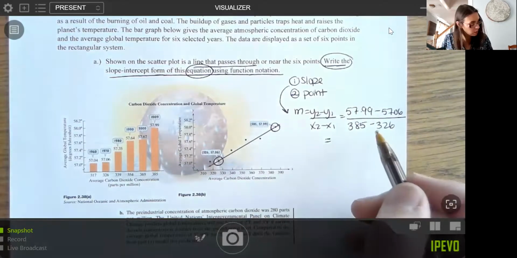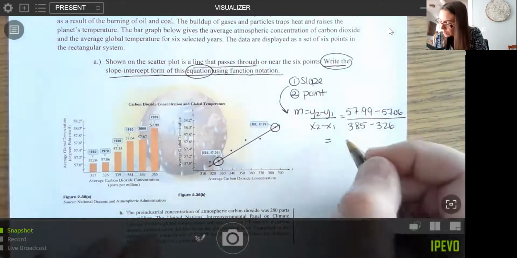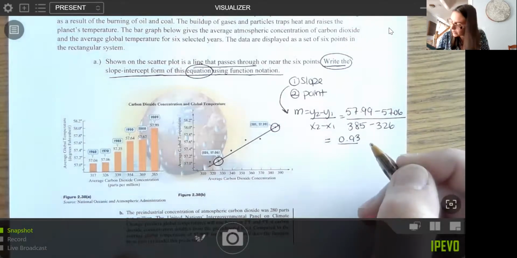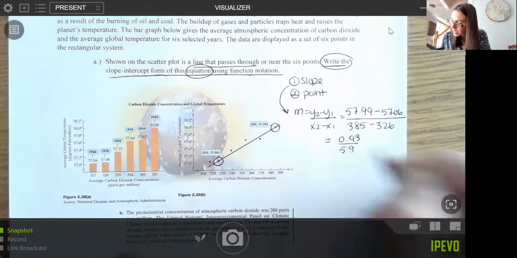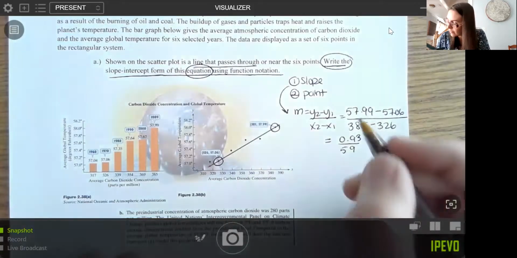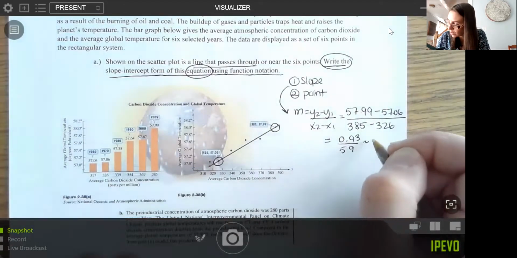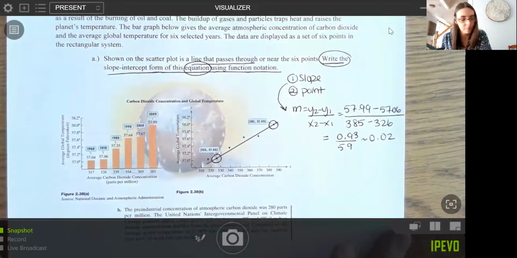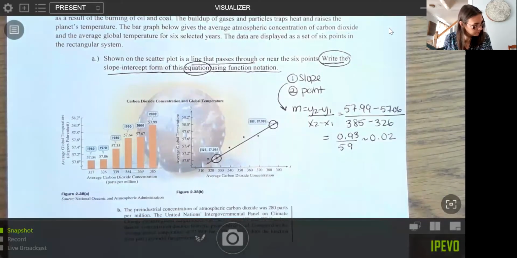All right, so what we get on the top is 0.93. And then in the bottom, we get 59. And here you're not going to get an exact value, but I just rounded to 2 decimal places and got 0.02. Okay, so now we have our slope.